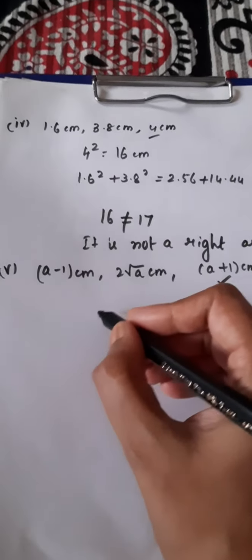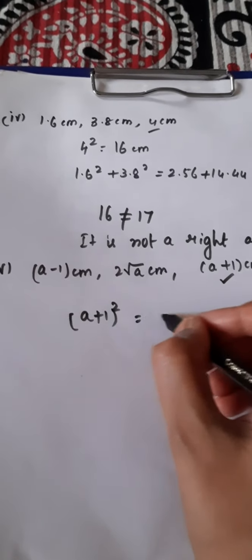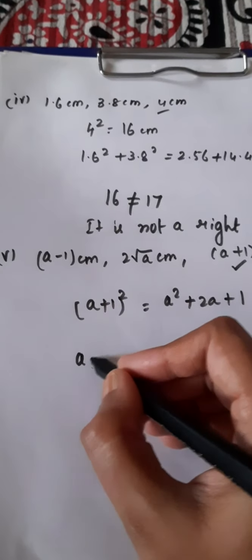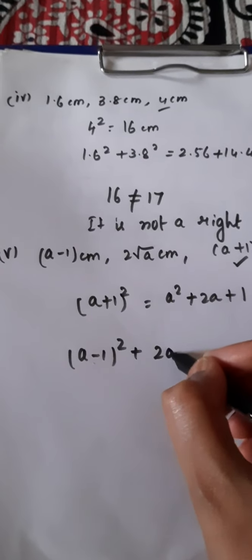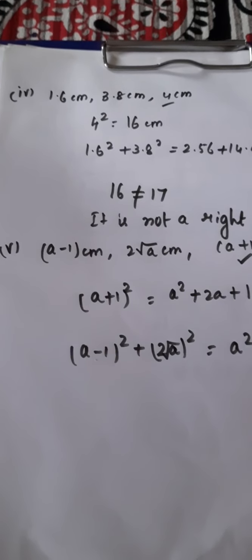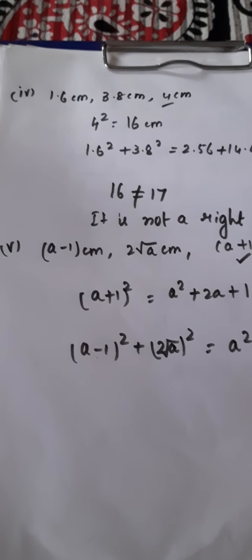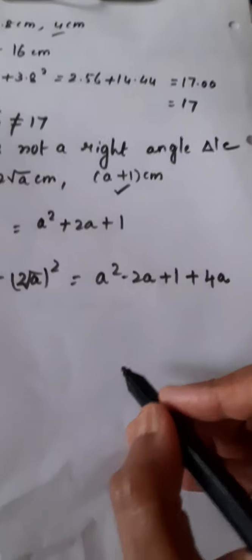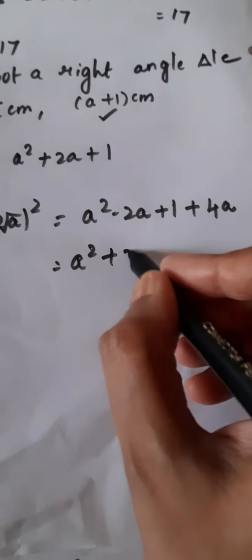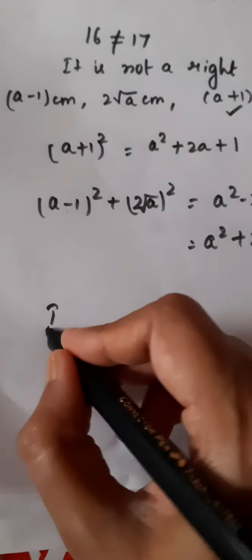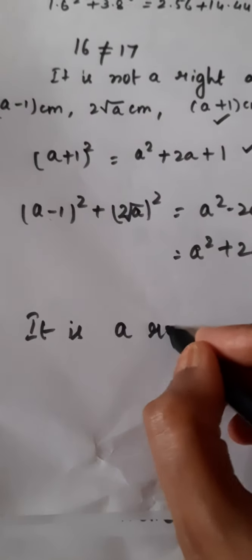Next part of the question, the longest side is a plus 1. So a plus 1 square is a square plus 2a plus 1. For the other two sides, square and sum up. That is a square minus 2a plus 1 plus 4a. Square root of a whole square is a. So 4a for that. So 2a minus 4a is 2a, which is the same as the longest side. So this proves the Pythagoras theorem, so it says this is a right angle triangle.